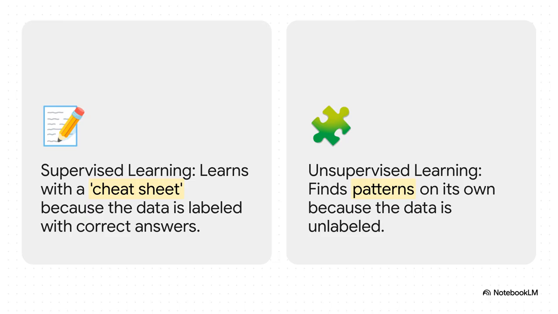Think of supervised learning like studying for a test when you already have the answer key. The data is all labeled with the right answers. Your goal is just to predict a specific outcome. Unsupervised learning, it's the total opposite. You give the machine a huge pile of data with no labels and basically say, go find something interesting in here. No answer key, no cheat sheet.